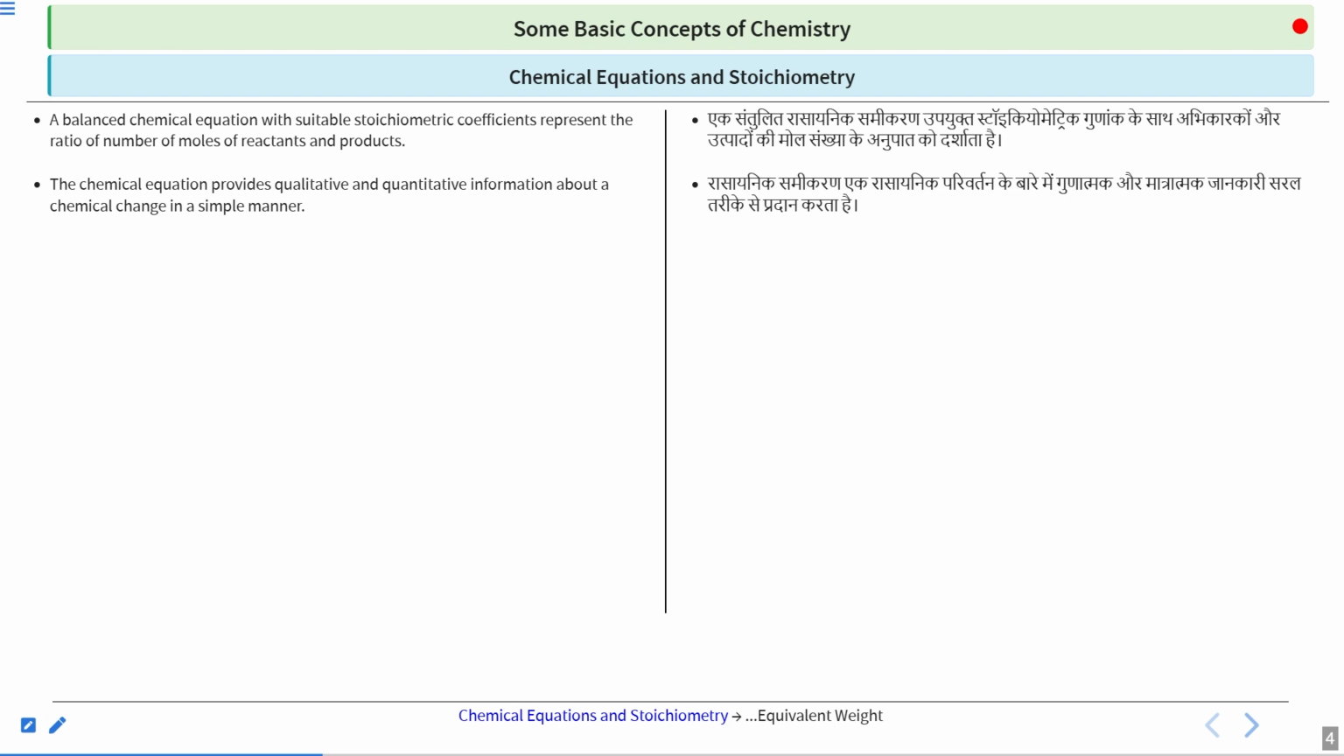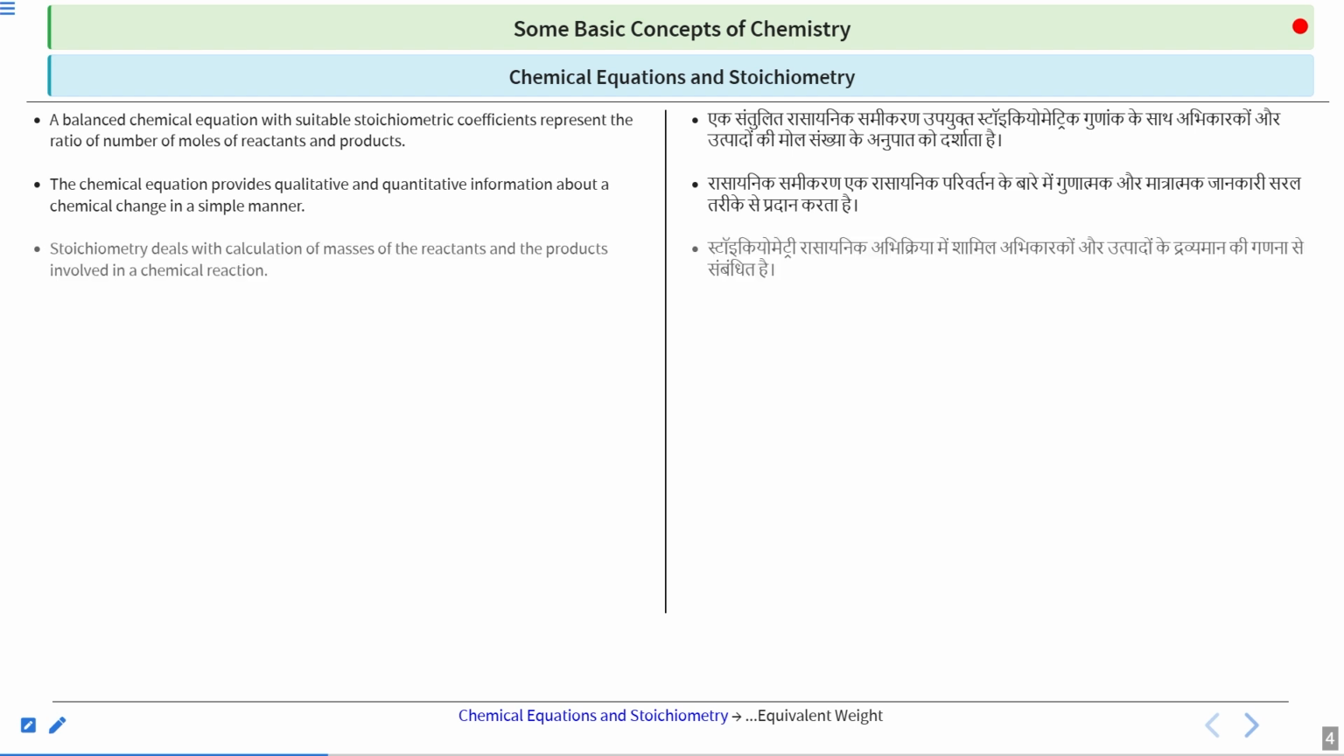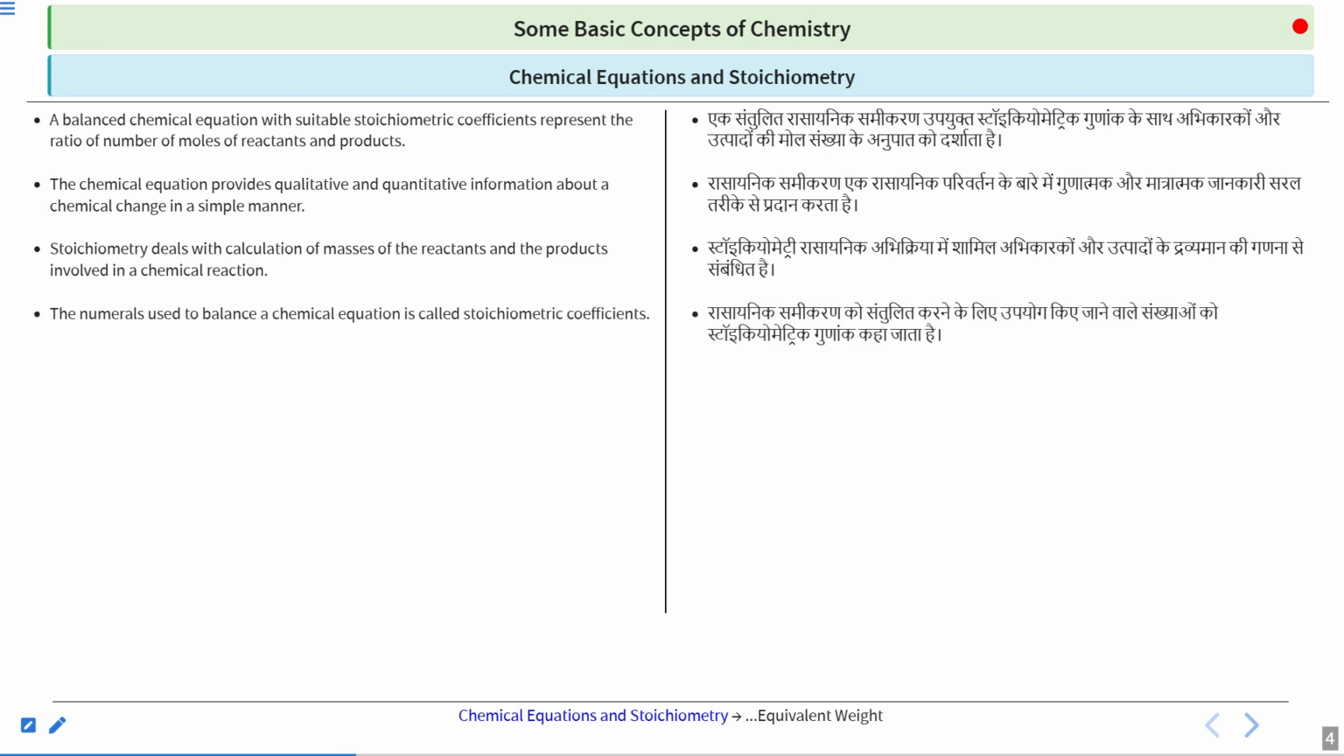At the same time, we are able to identify the atoms, the compounds, or the species that are there in the reaction, and that also in a very simple manner. So a chemical equation makes our chemistry life very easy. Stoichiometry deals with the calculation of masses of the reactants and products involved in a chemical reaction. The same thing is mentioned here, and the numeral used to balance is called the stoichiometric coefficient.